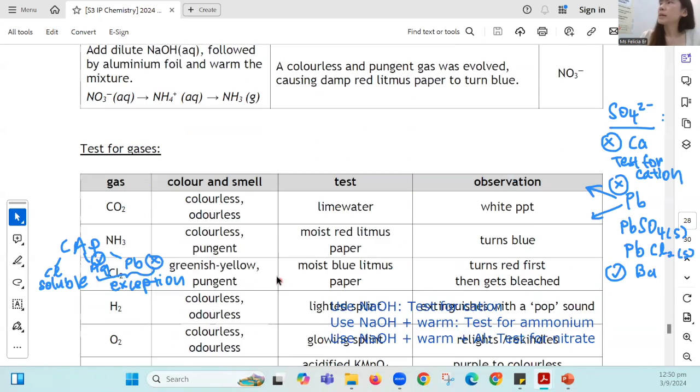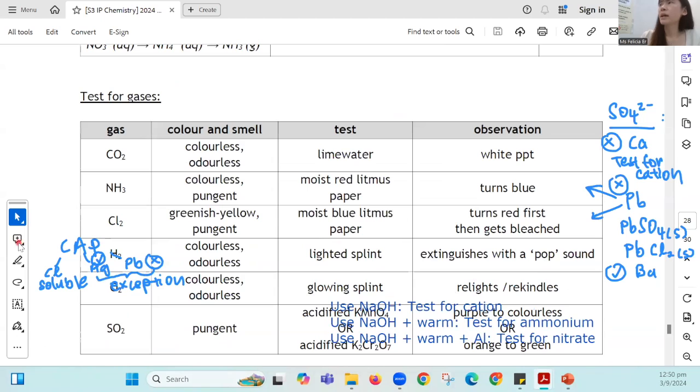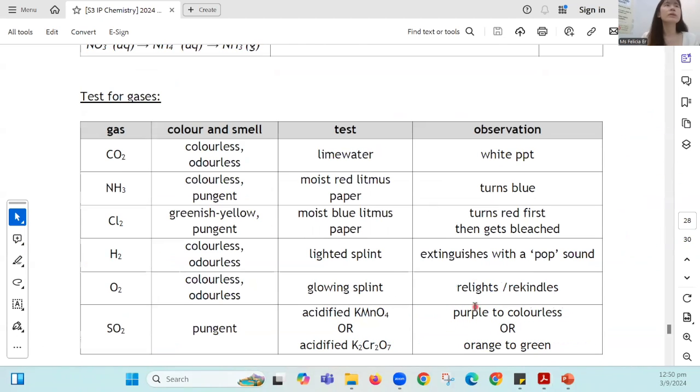Then the last part over here, test for gases. This one I leave it to you to study on your own, because most of it I think you all should already know, having even learned it from the website.